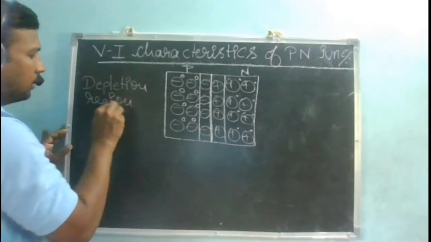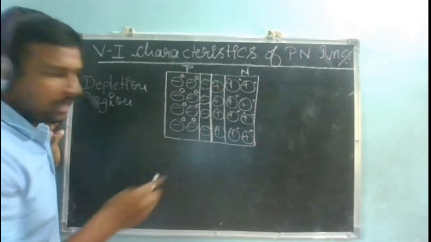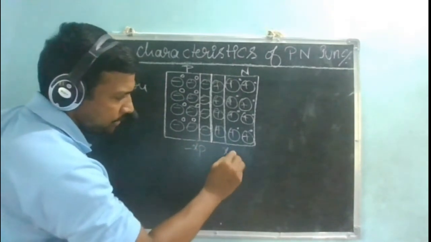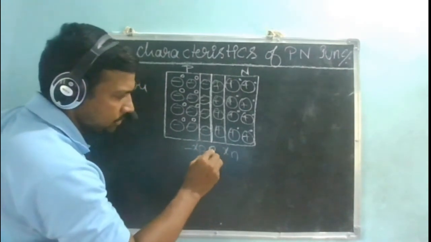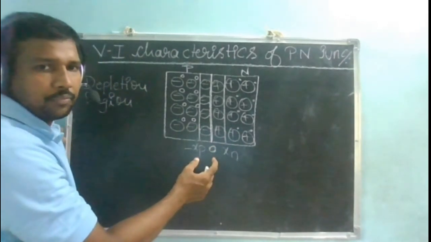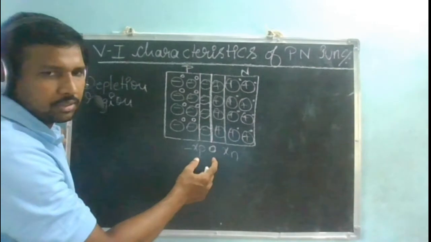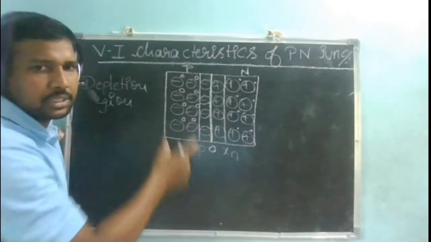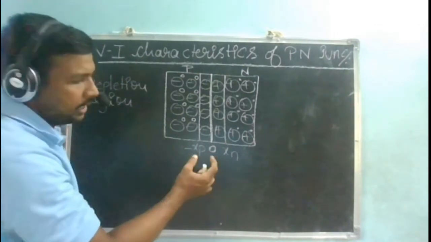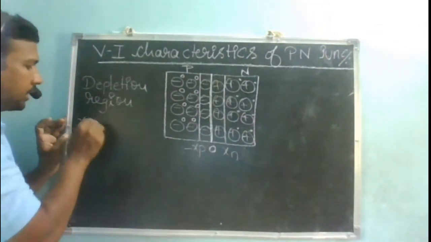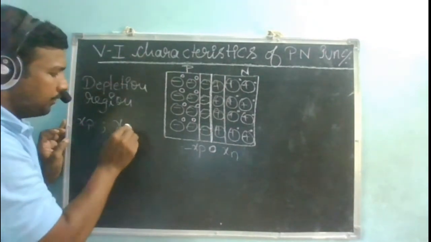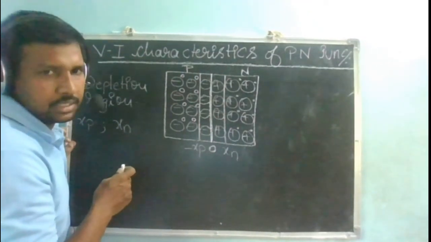Right. So what is the definition of depletion region? Depletion region means from here to here. Let us say this is xp, this is xn, this is 0. So what is this distance? Width of the depletion region. Xp is the width of the depletion region in the P side, xn is the width of the depletion region in the N side.